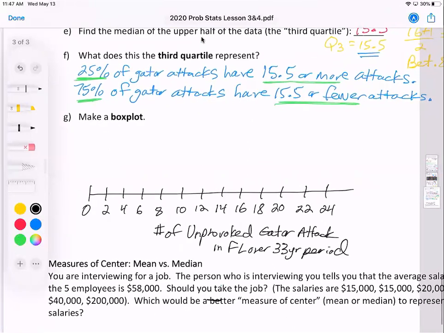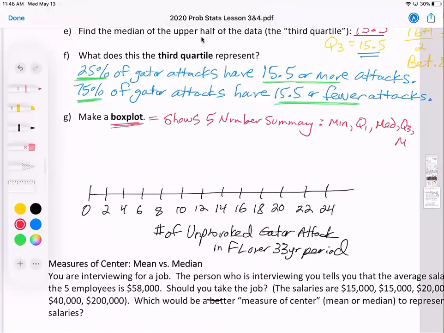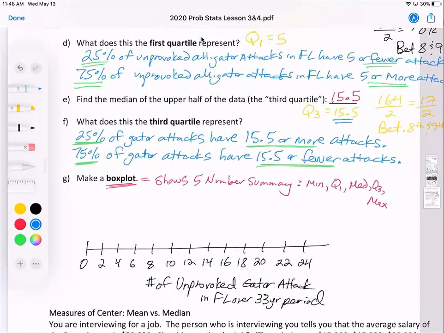Okay. Now, a box plot shows 5 numbers, which we call the 5-number summary. The 5-number summary shows the minimum, quartile 1, the median, quartile 3, and the maximum. Now, if you're wondering why we jump from quartile 1 to quartile 3, that's because the median is quartile 2, right in the middle.